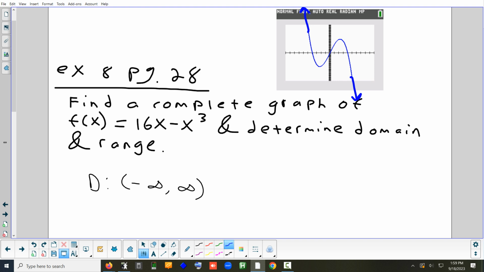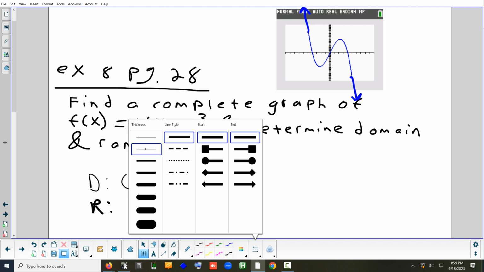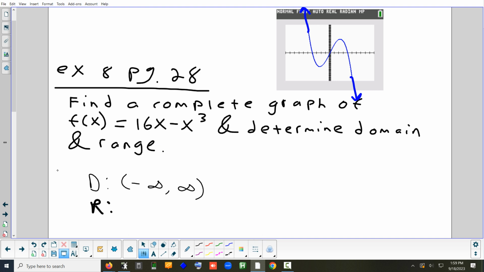So we got the domain. How about the range? Range is up and down. Anyone have a guess at what the range is going to be? Yeah, all real numbers. It is also all real numbers. Since the graph goes up forever and down forever, and it's connected all the way through, the range is all real numbers.